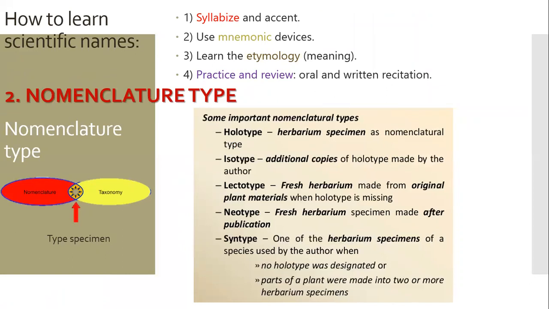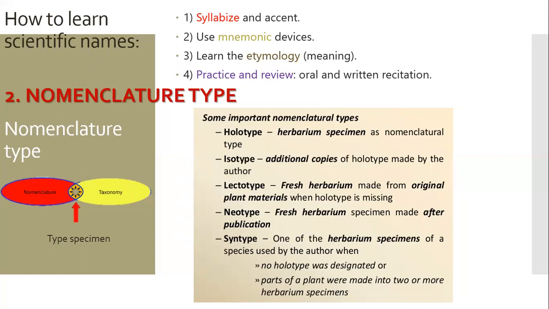It is true that scientific names can hardly be pronounced and learned, but I have ways here to help you understand and memorize scientific names. First, you have to syllabize and know the accent. Learn to divide scientific names into syllables and accent them. It is often easier to recite and spell a scientific name if it is consciously broken down into syllables.